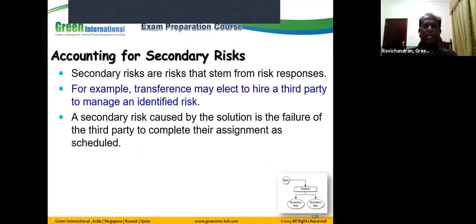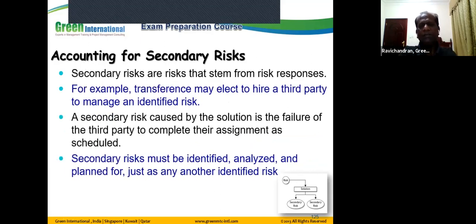The other thing we need to know is secondary risk. For example, you have a risk and you came up with the action plan. When the risk happens, you implement this action, but it creates another risk. For example, you appoint a third-party contractor to do this package, but they are not implementing the action plan efficiently, or the plan is not really working well, and it's creating another risk. That is called a secondary risk. The secondary risk is the risk caused by the solution, for example the failure of the third party to complete their assignment as scheduled.